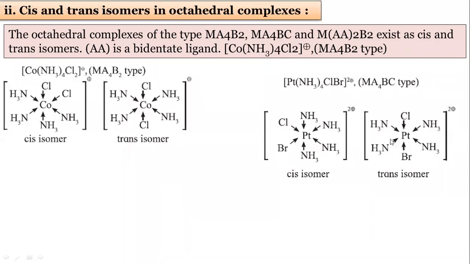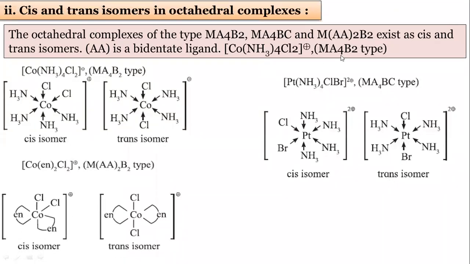And in case of trans isomer, again same as the MA4B2 type, the chlorine and bromine are in opposite directions, but these are different ligands. Chlorine and bromine are different ligands, and these 4 ammonia we can see, one NH3 is here, another NH3 is here. So they are also kept on opposite sides.